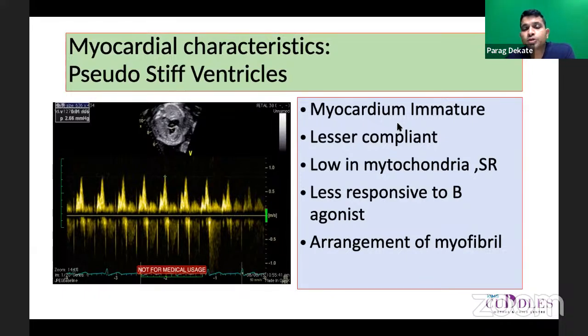They are less responsive to beta agonists, so it doesn't raise the heart rate as compared to adult and pediatric. And the arrangement of myofibrils is a little bit sparse. So all those things make the ventricle a little bit stiff. But over time, once you transition to the neonatal circulation, once all the channels close, they get exposed to the volume and pressure and they start functioning well.